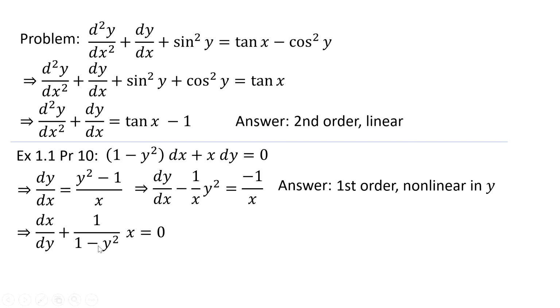Oh, what should its coefficient be? Its coefficient should be purely a function of the independent variable, which happens to be y here. Is the coefficient of x purely a function of y? Yep, 1 over 1 minus y squared is purely a function of y. On the right hand side, we should have a function of the independent variable y. Is 0 a function of y? Yes, it is. Uh-oh. This is actually linear in x. Even though it is nonlinear in y, it is linear in x.